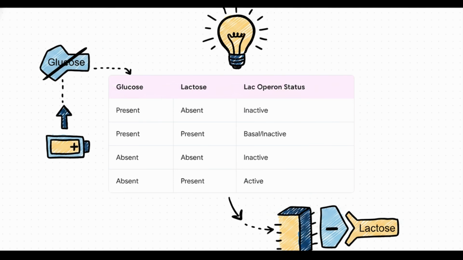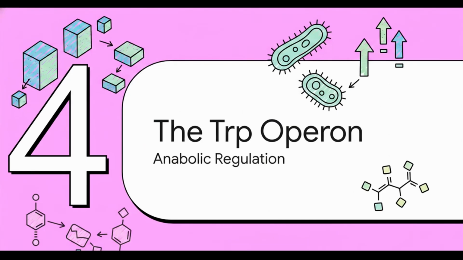Second, lactose must be present to bind to the repressor and pull away that physical roadblock. Only when the accelerator is pressed and the brake is removed does the operon fire at full capacity to digest lactose.